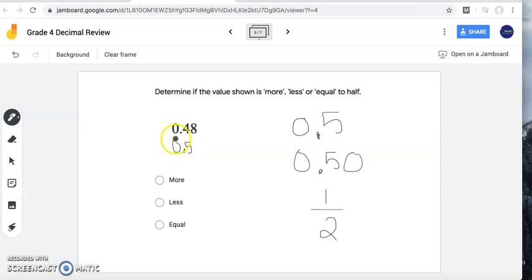So if I was to compare these, I look in my ones place, I see that they're both 0. Now I'm going to move to my tenths. I see that 48/100ths has a digit 4 in the tenths place, or a value of 4/10, while here we have 5/10. Now 4/10 is less than 5/10. Therefore 48/100ths is going to be less than 1/2.